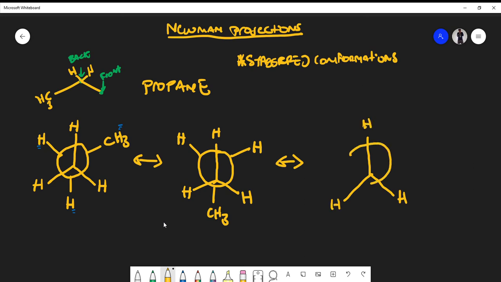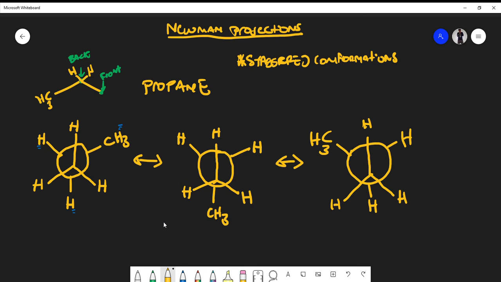I'm going to draw my circle. And now I'm just going to rotate, think of it as a click again. So now my CH3 is going to be in this position. Right? And we would say that this is a representation of the three staggered versions of the propane molecule.